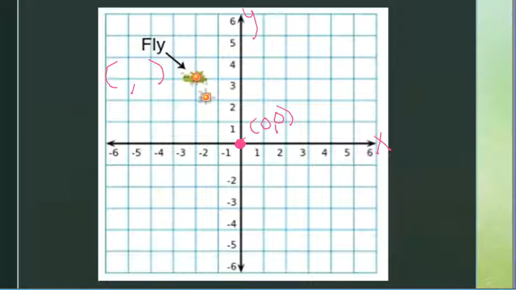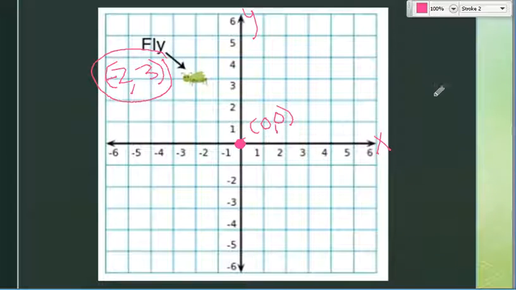So if we want to figure out where this fly is in the coordinate plane, we're going to start at the origin, and we're going to have to move to the left 2. So that would mean our x value is a negative 2. And then we need to move up 1, 2, 3. So that means our y value, or our y coordinate, is 3. So the location of this fly, well, we know it's in quadrant 2, and we know that its ordered pair is negative 2, 3.